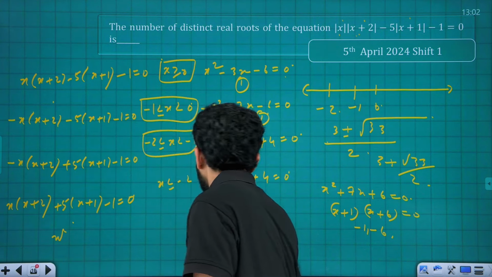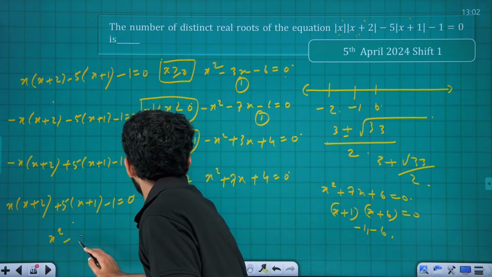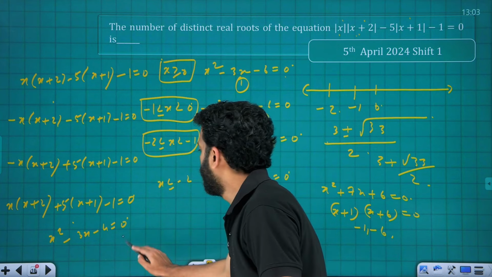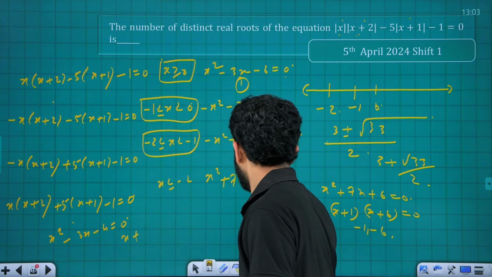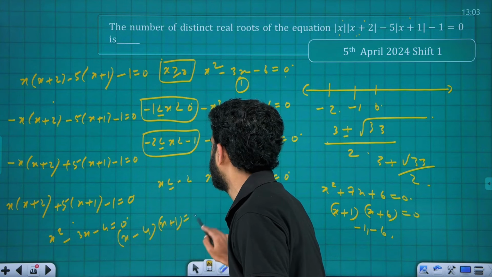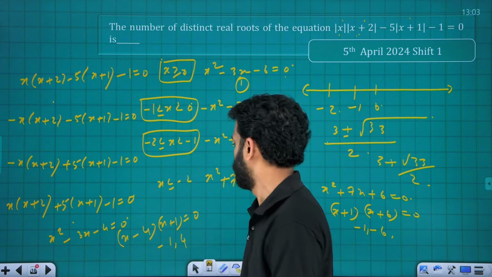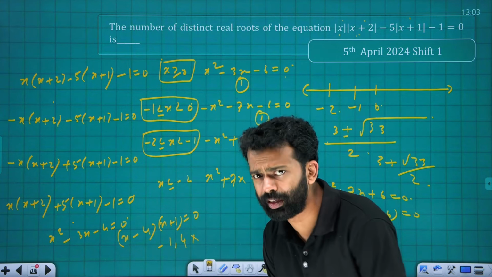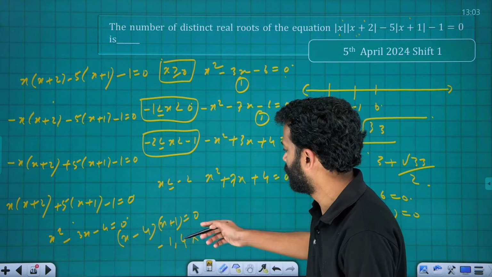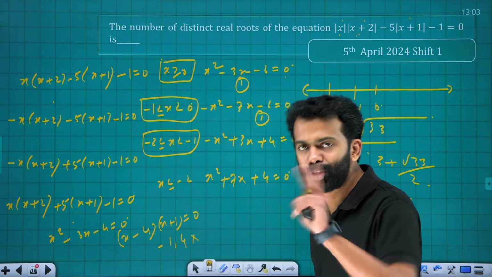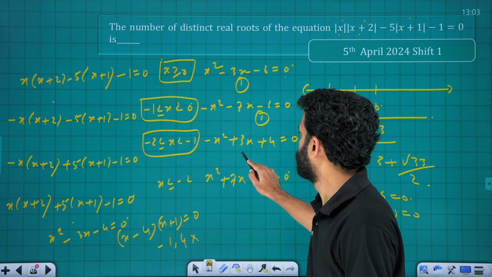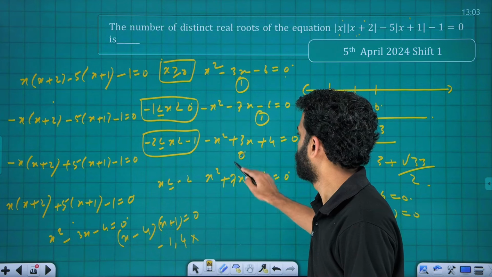Next one. This I think we can write it like x square minus 3x minus 4, right? x square minus 3x minus 4 is equal to 0. How will you factorize this? That is x minus 4 into x plus 1 is equal to 0. That is minus 1 and 4. Okay, 4 we cannot take. Minus 1, can we take? No, minus 1 is not included. Therefore, see, the equation has two solutions, but according to the given condition, no solution. That is 0 solutions here.